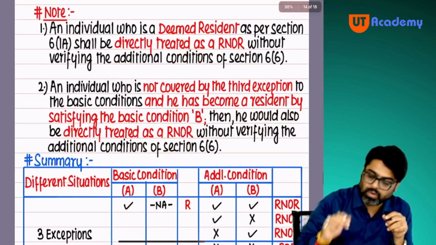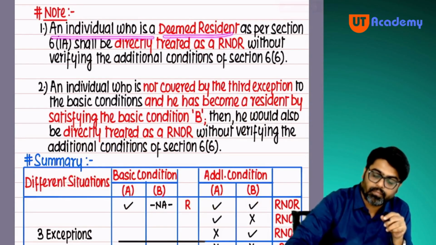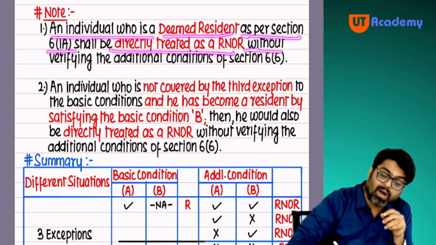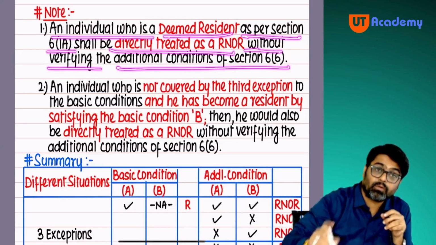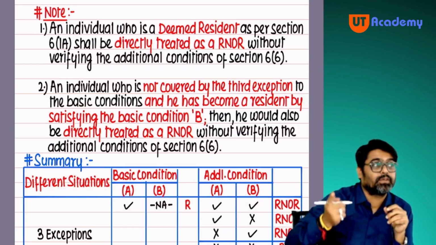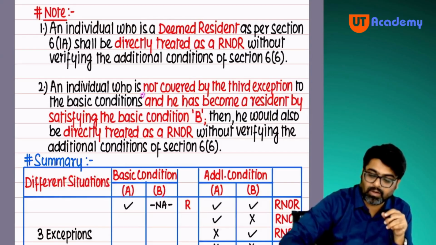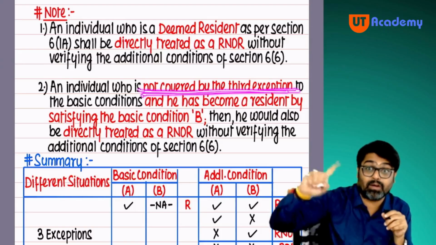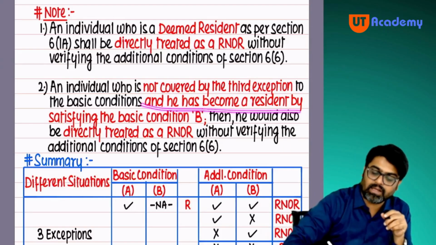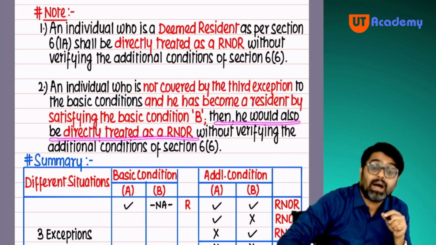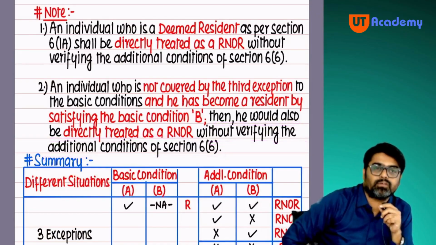Okay. Now, note. An individual who is a deemed resident as per the section shall be directly treated as RNOR without verifying the additional conditions. There was one more case where we don't check additional conditions. You are covered by the special case, not covered by the third exception. An individual who is not covered by the third exception is covered by the special case, and he becomes a resident by fulfilling special basic condition B, then he would also be directly treated as RNOR without verifying the additional conditions.